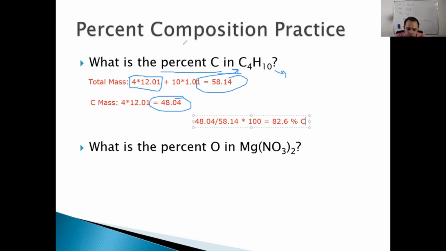All right, let's turn you loose. Here's what I'd like. I'd like the percent mass of oxygen in magnesium nitrate. Go ahead and see if you can get that one right.